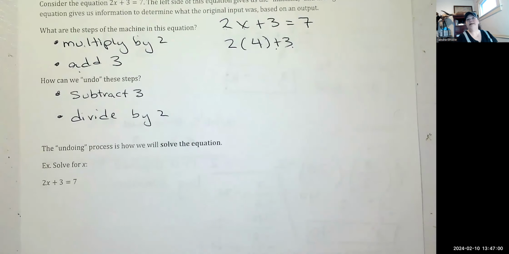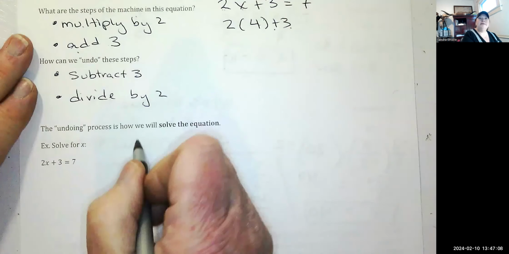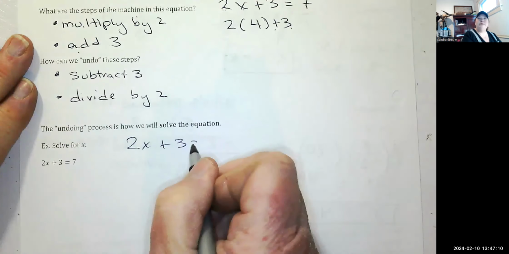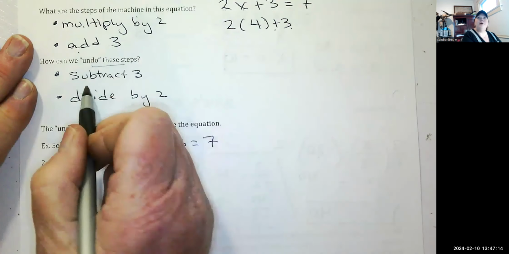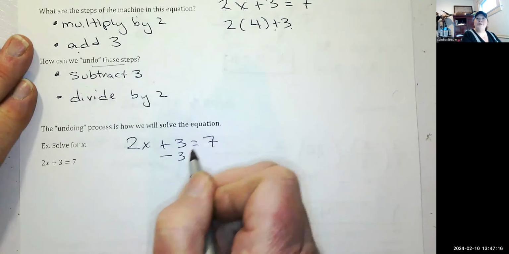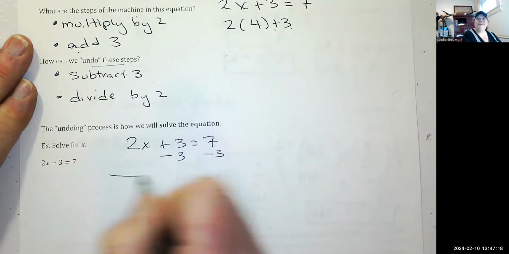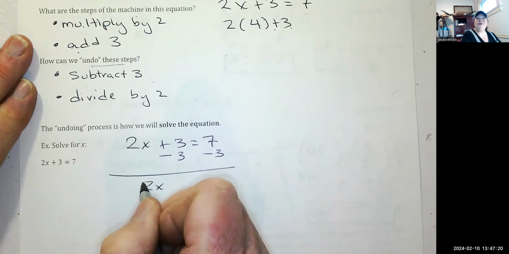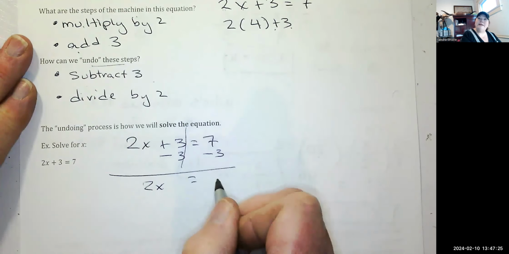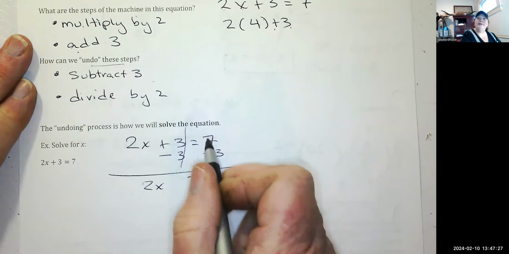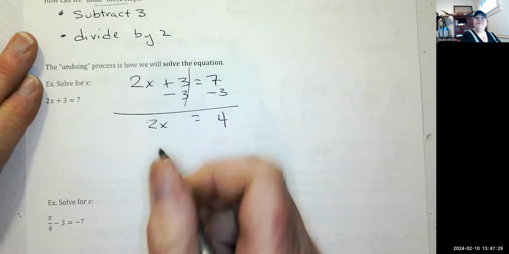The undoing process is how we will solve the equation. That's how we're going to solve for x. So let's solve for x on this. 2x, I'm just going to rewrite it, plus 3 is equal to 7. To undo, I need to subtract 3. What I do to one side, I'm doing to the other, keeping it equal. I'm left with 2x, this becomes 0, is equal to, the signs are opposite, so we subtract and take the sign of the larger number, which is positive.